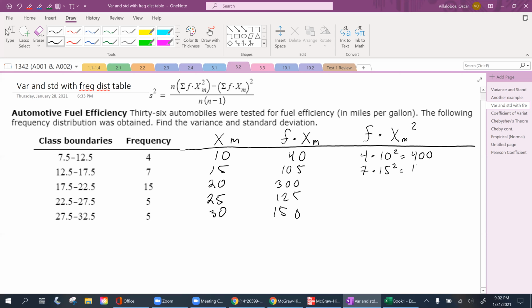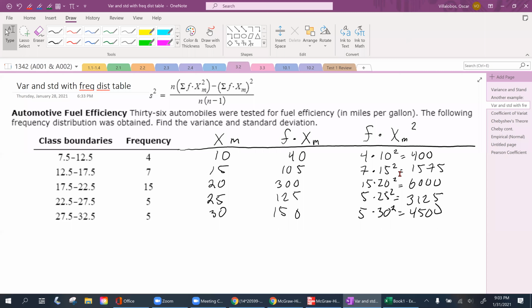This is going to be 1575. And we'll go ahead and do that for all these sections, for all these classes. And it gives me the following values, which are 6,000, 3,125, and 4,500. And now let's go ahead and sum these values. Let's sum up this column, and let's sum up this column, right?